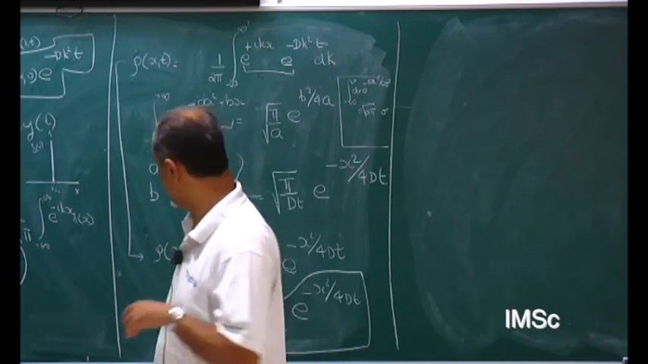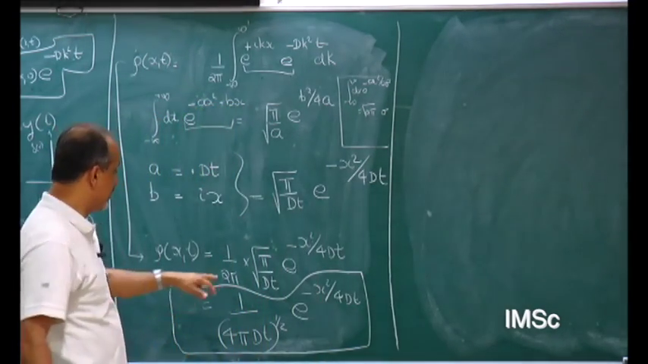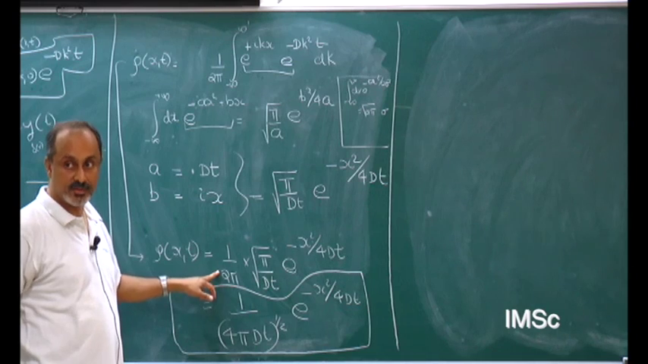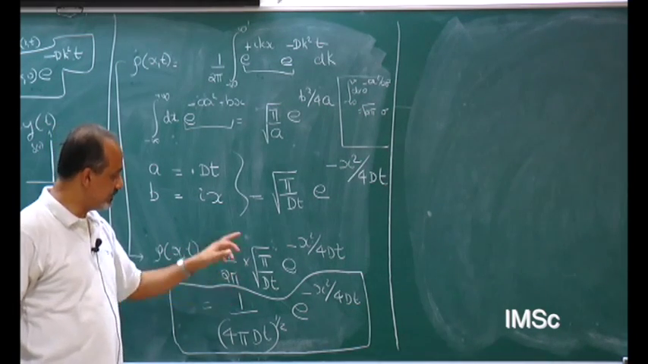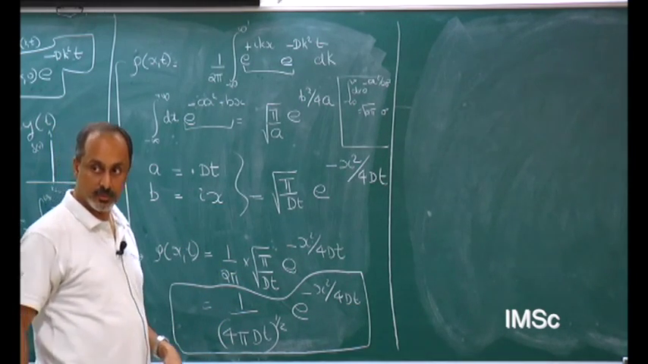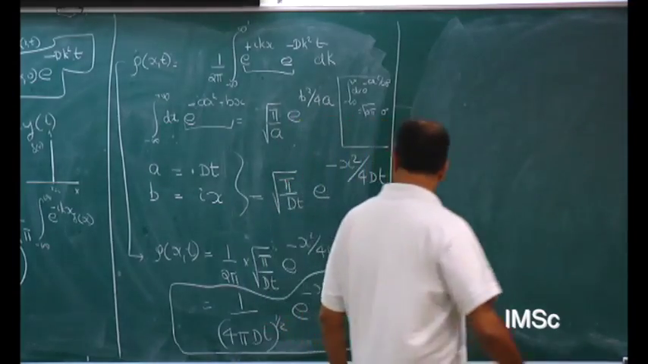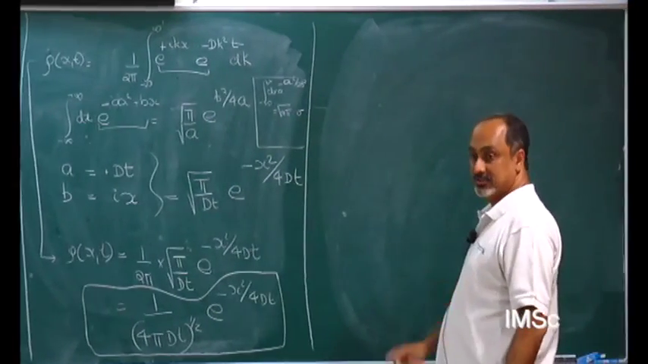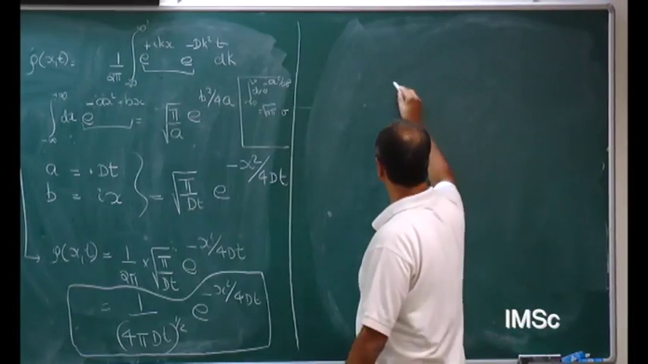The initial condition came in this factor of 1 over 2 pi here, the fact that it was constant. And then we simplified it to this particular form. Okay. So now let us plot this function and see what it gives.